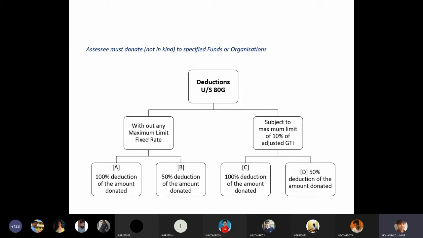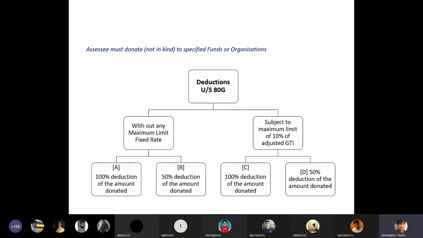Now, for the purpose of claiming deduction, the entire section 80G is split into 2 broader categories. Category number 1 is deduction without any maximum limit, which can be claimed at a fixed rate. And the fixed rate can be 100% of the amount donated, or 50% deduction of the amount being donated. So in this, you have 2 categories. What this means is that this part of the section allows deduction to the assessee without fixing any kind of limits. That means if I give 1 crore donation, the entire 1 crore can be claimed as deduction under this section. But there are 2 subdivisions.